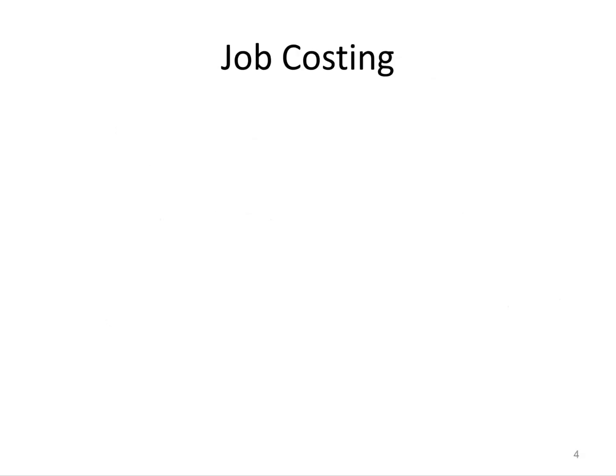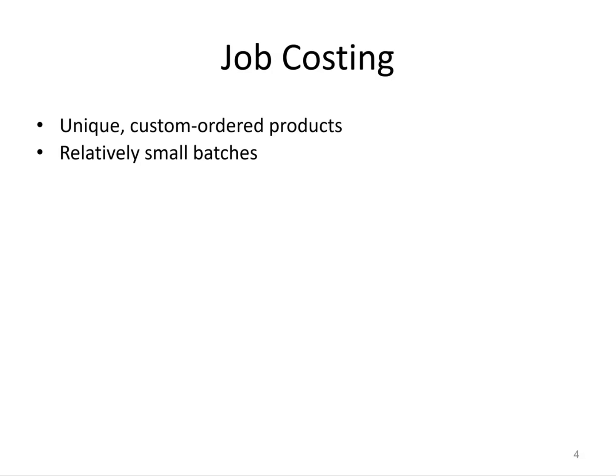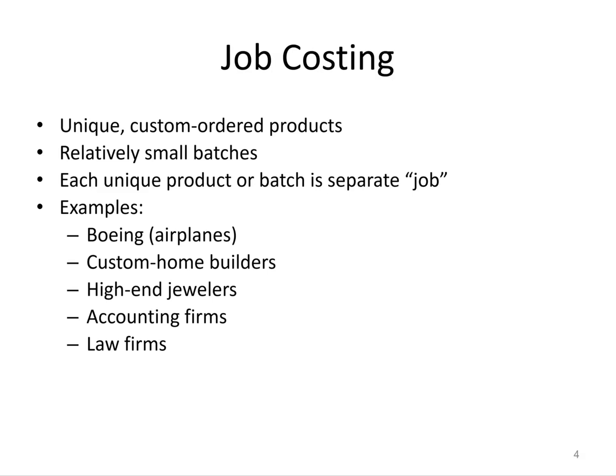Job order costing is different because it would be done by somebody who sells unique items, custom orders. They're relatively small batches. A good example would be somebody that does custom cars. Each unique product is a batch. And again, examples would be custom home builders, high-end jewelers, accounting, and law firms.